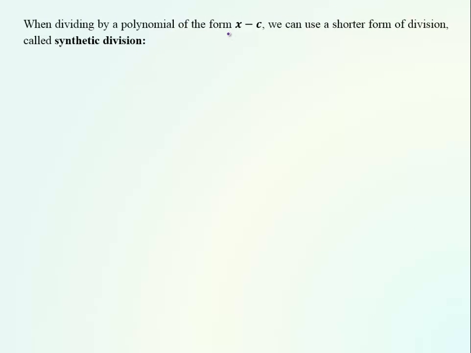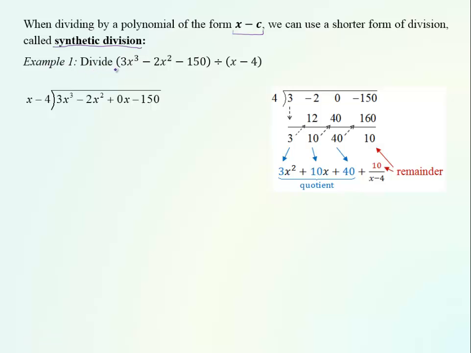Since in mathematics we'll quite often need to divide by a polynomial of this type, a first-degree polynomial, just simple x minus some constant, we would like to shorten the division algorithm, and such a shorter version of division is called synthetic division. Let's observe the method of synthetic division in comparison to the long division algorithm. For example, we would like to divide the third-degree polynomial by x minus 4.